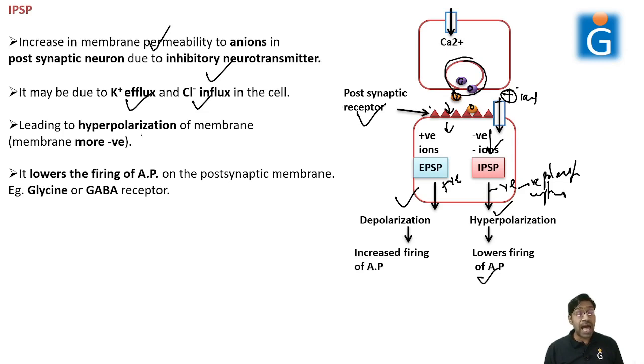So there is a hyperpolarization in the cytosol of the postsynaptic neuron, which is going to cause an increase in the negative polarity inside the neuron, leading to a lower firing of the action potential. It is going to decrease the transmission of nerve impulses at the postsynaptic membrane. The examples of the inhibitory neurotransmitters are the glycine receptor or GABA receptor, gamma aminobutyric acid.